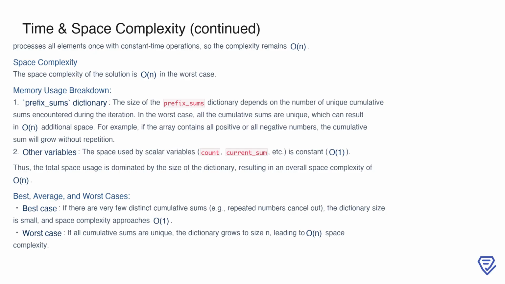On the other hand, if there are repeated cumulative sums that cancel each other out, the dictionary may remain small, and space complexity can approach O(1). Beyond the dictionary, other variables like count and current_sum use a constant amount of space, O(1). Therefore, the overall space complexity is dominated by the dictionary and is O(n) in the worst case.